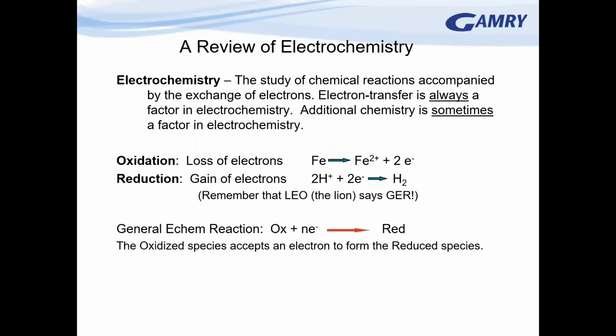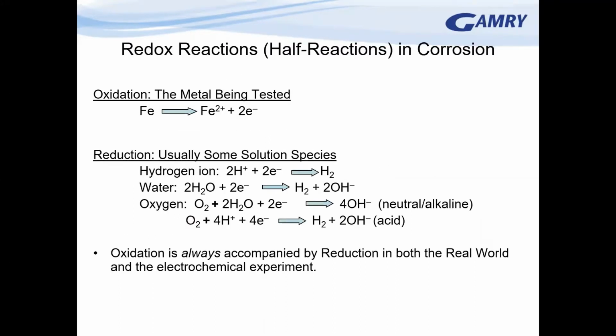So the dissolution of a metal is an example of oxidation, in this case the dissolution of iron, and the generation of hydrogen gas is an example of reduction. In general, an oxidized reactant gains electrons to become a reduced product. The oxidation half reaction is usually the metal being tested, and the reduction reaction is some solution species. In corrosion, both these reactions are occurring on the surface at the same time, to a lesser or greater extent.